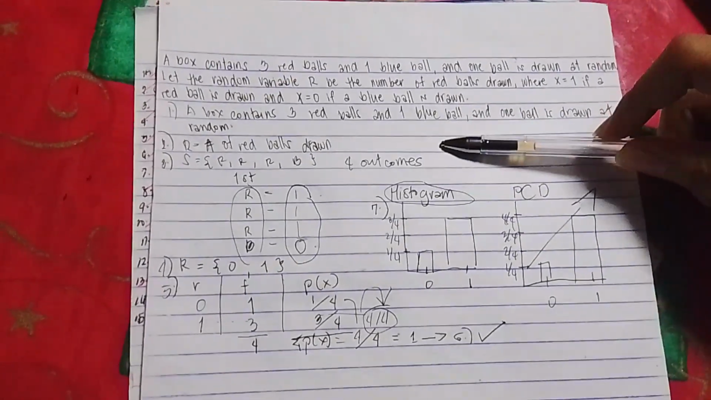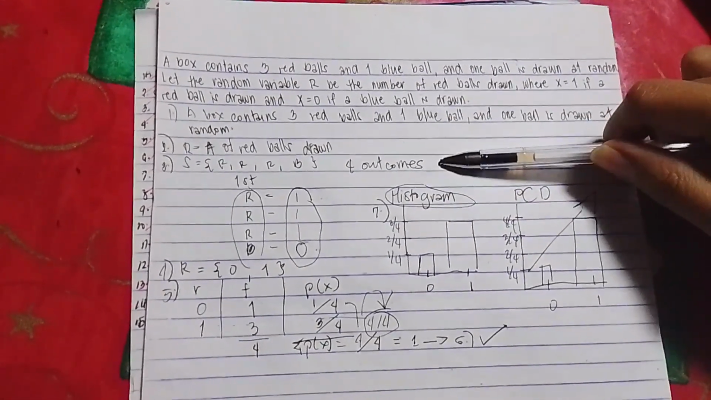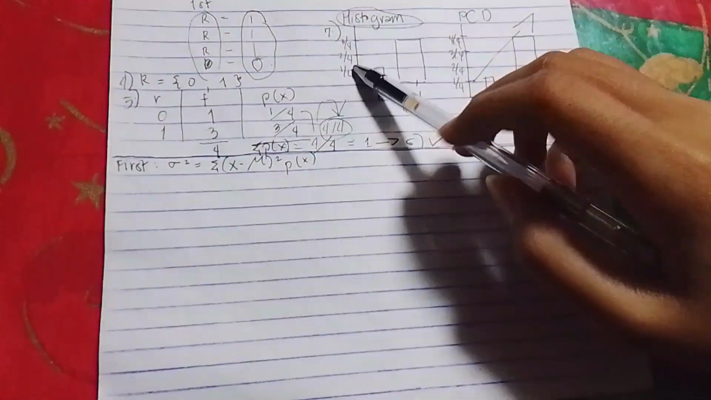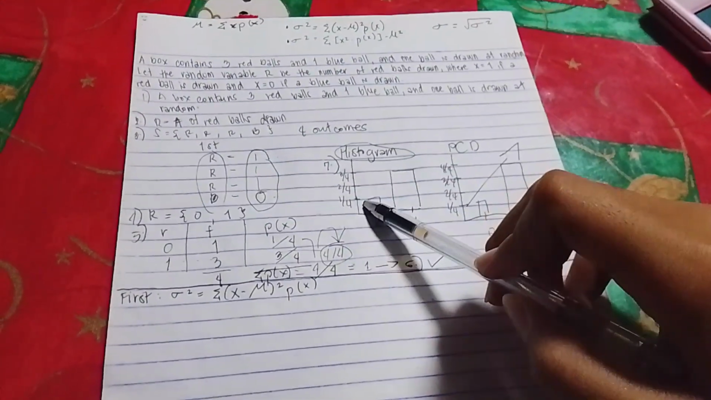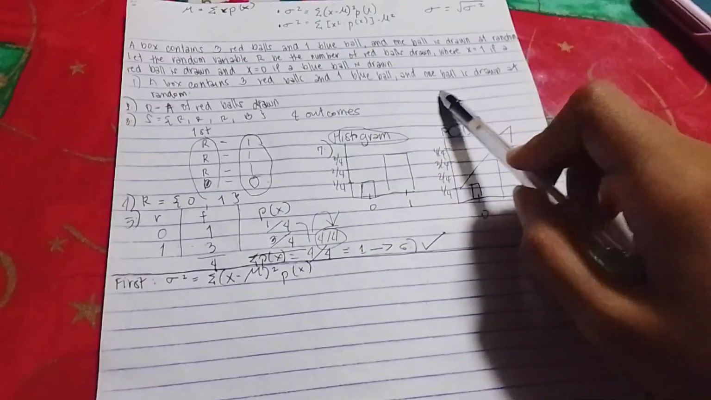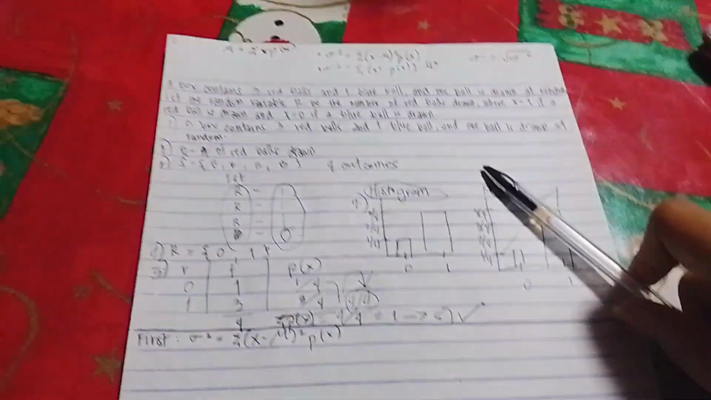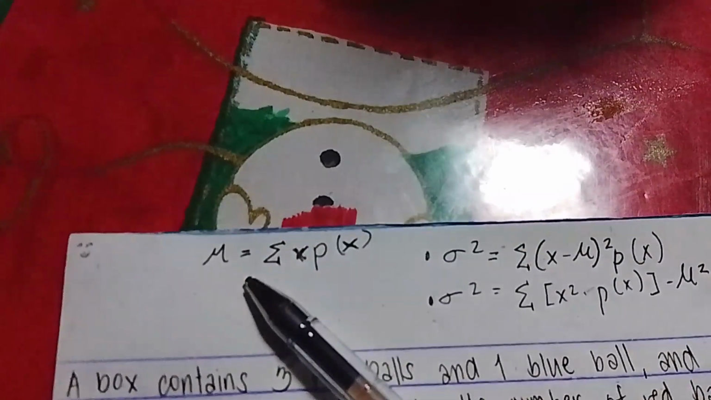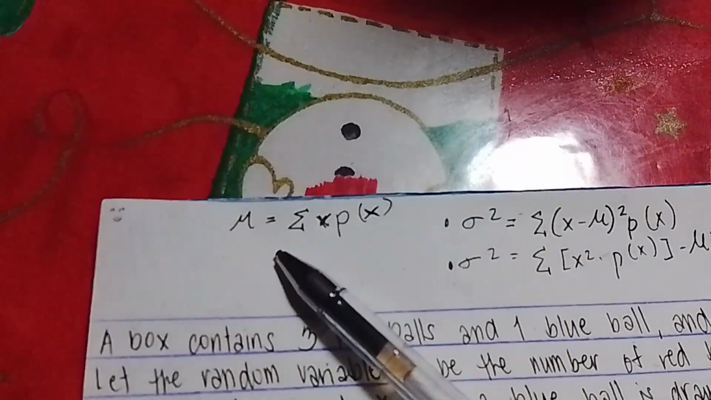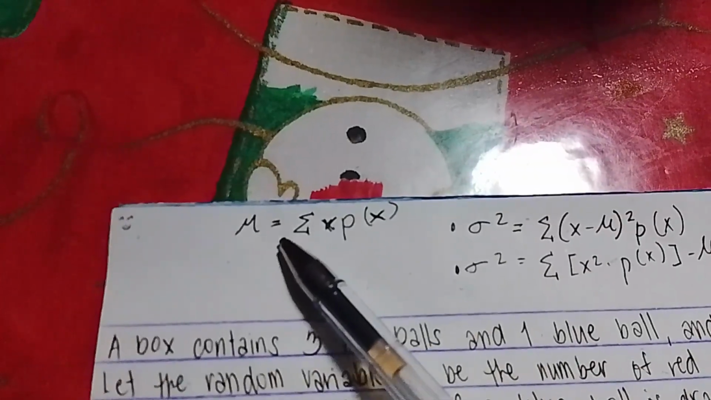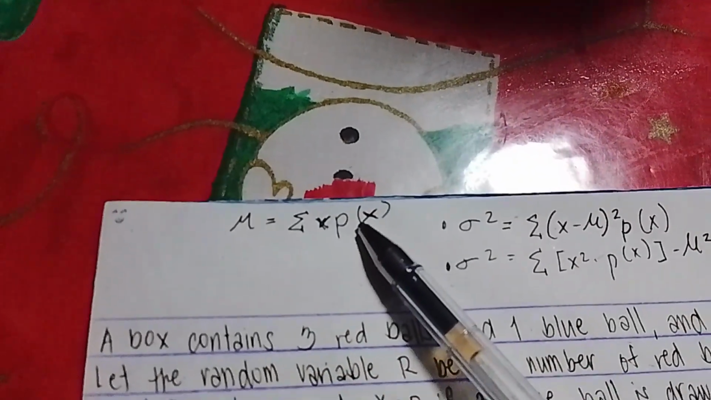We are going to find and solve for the mean, variance, and standard deviation of the probability distribution we have solved. First, we will look for the mean, which is the expected value, and this is the formula for the expected value or the mean. Mean is equal to summation of x times p of x.